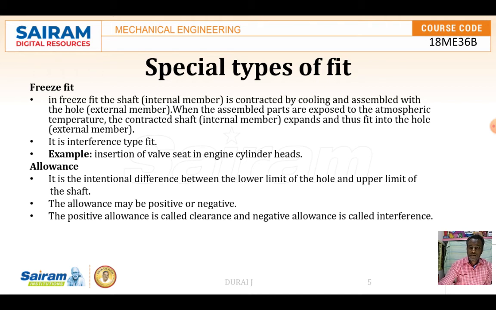The positive allowance is called clearance, the negative allowance is called interference. Already we discussed, that means the gap exists means that is the clearance, positive allowance. Suppose the gap does not exist between hole and shaft, the shaft size is more than the hole size, that is the negative allowance. An example for this is the interference fit. Normally we say that allowance means the gap exists between the hole and shaft system, that is called allowance.